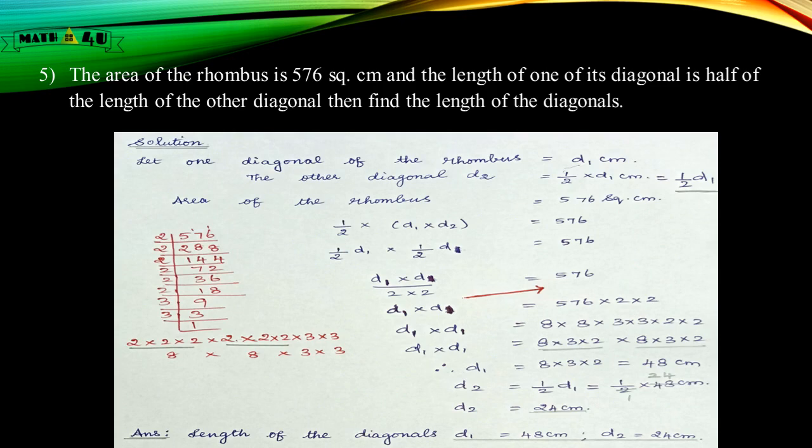The area of the rhombus is 576 square centimeter and the length of one of its diagonals is half of the length of the other diagonal. Then find the length of the diagonals.